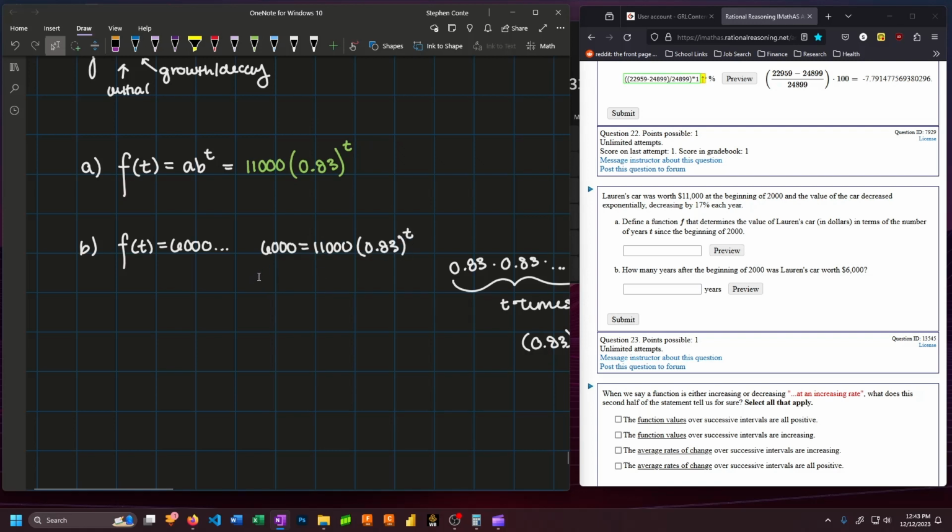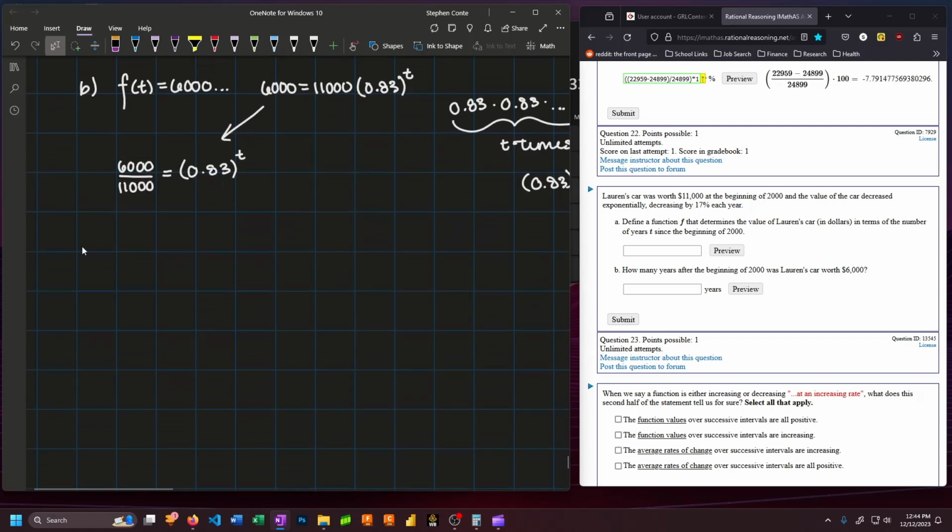And this is easy, right? So what do we do here? First I'll divide by 11,000 on both sides. So I'll have 6,000 divided by 11,000, which is then going to be equal to 0.83 to the power of t. 6,000 divided by 11,000 simplified is going to be 6 over 11. So now I have 0.83 to the t here.